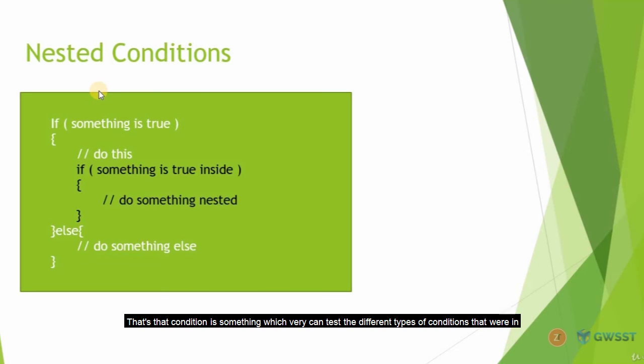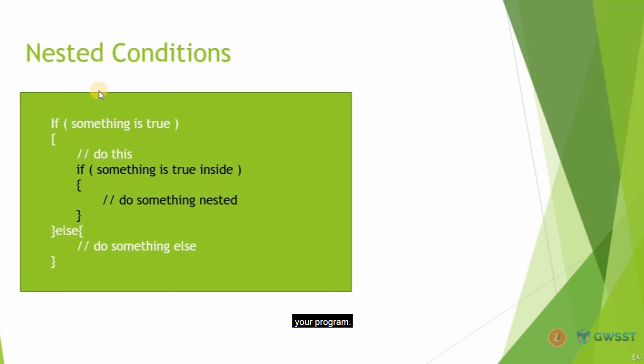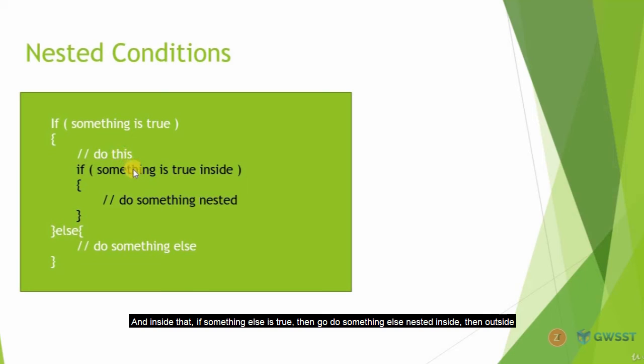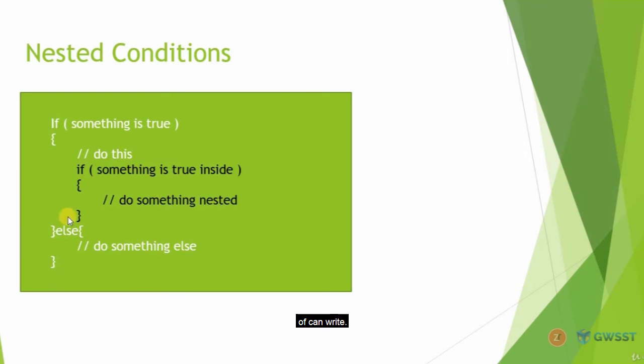Nested condition is something where you can nest the different types of conditions available in your program. For example, if something is true, we'll do this, and inside that, if something else is true, then we're going to do something else nested inside. Then outside we can write the else statement. You can also specify else statement here, and this is how you can nest the statement inside.